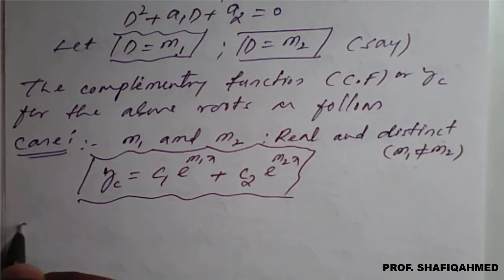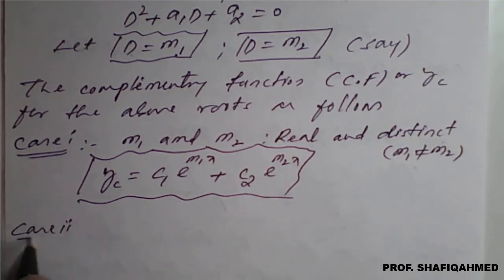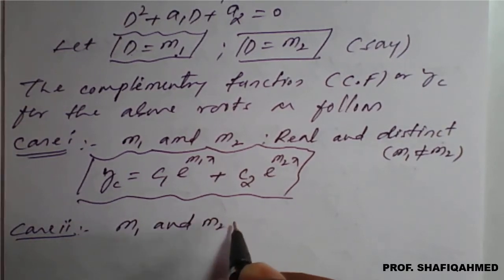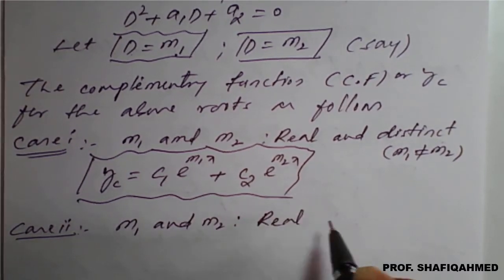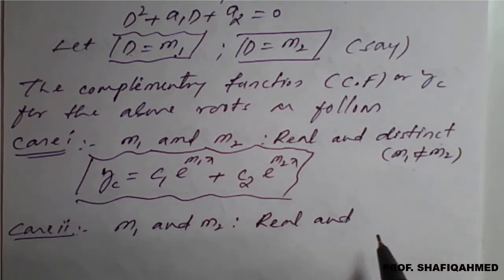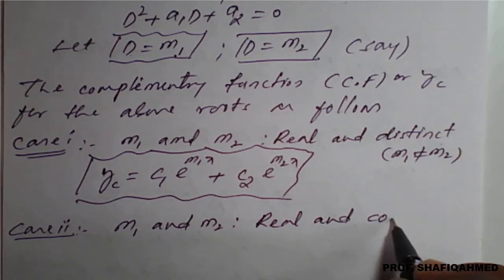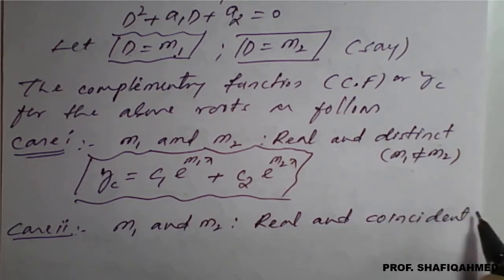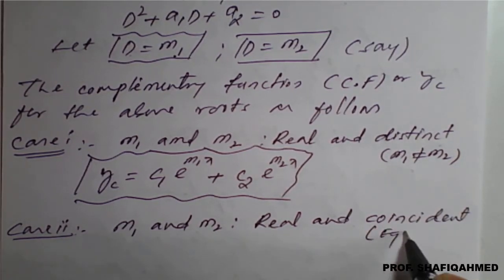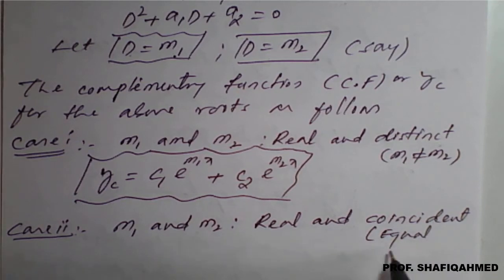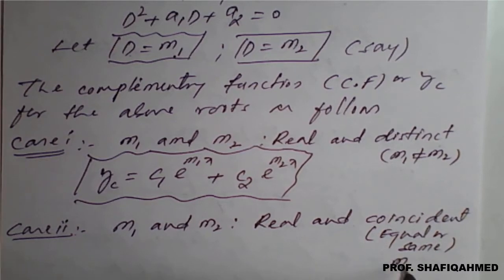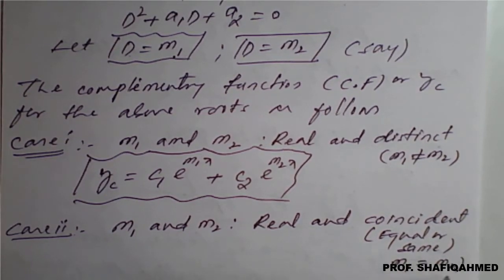Case number 2. The roots are m1 and m2 but they are real and coincident. Coincident, another meaning is equal, or I can say same. At that time I can say that m1 is equal to m2.